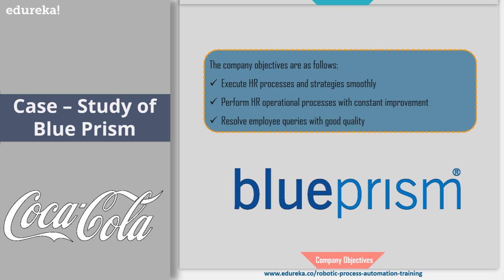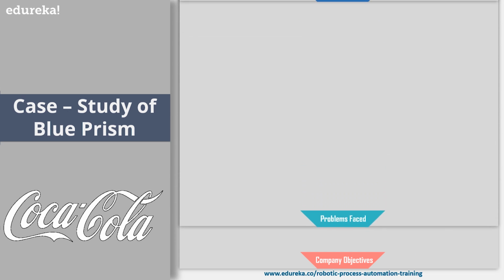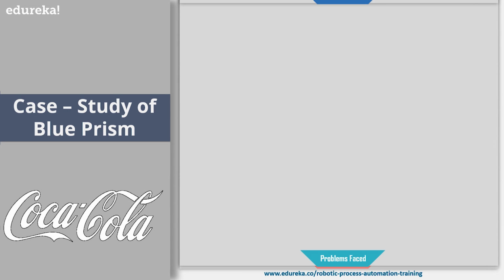Now, to use Blue Prism, the first step was to identify the relevant processes for automation. The main criteria that they considered to identify the relevant processes for automation were the process volume, the frequency of processes, and the workforce required for the processes. When all the criteria were considered together, a total of 150 processes were identified which had to get automated. So now you know what exactly the company objectives were. Let me just quickly tell you what were the problems faced by the company.